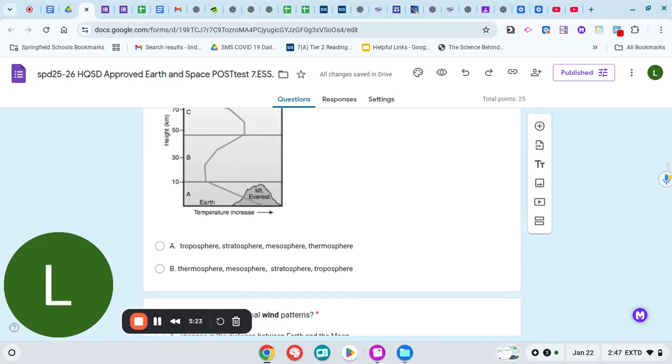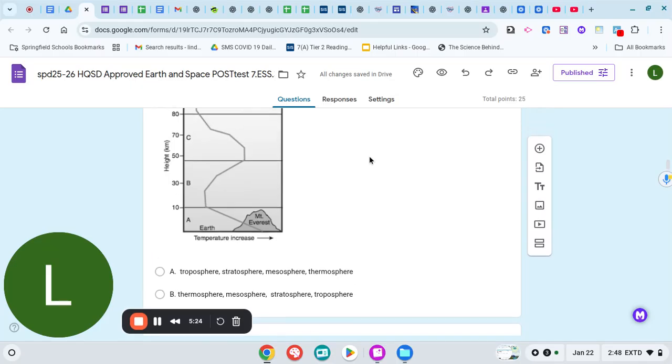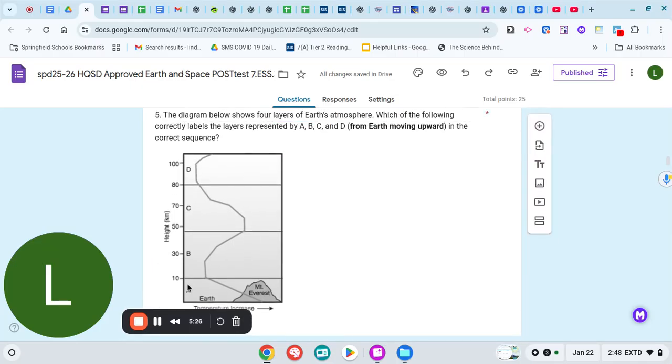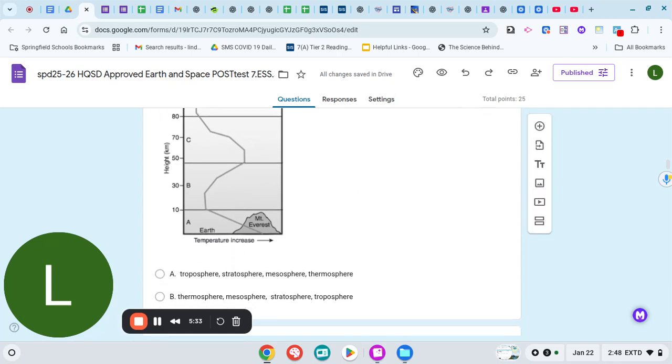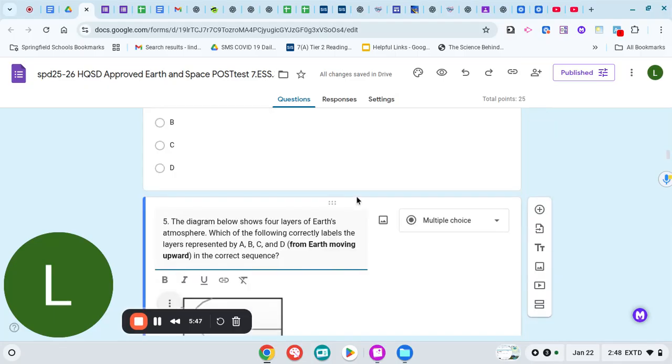So again, what are the layers of the atmosphere in order from Earth all the way to outer space? Is it A, troposphere, stratosphere, mesosphere, thermosphere? Or is it B, thermosphere, mesosphere, stratosphere, troposphere? Go ahead and pause, answer, and then come back up to the video, unpause, and get the next question read out loud.